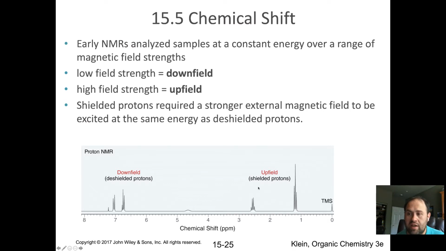Also associated with it is the protons that are found upfield. The more upfield they are, the more shielded they are. The more downfield they are, the more de-shielded those protons are.